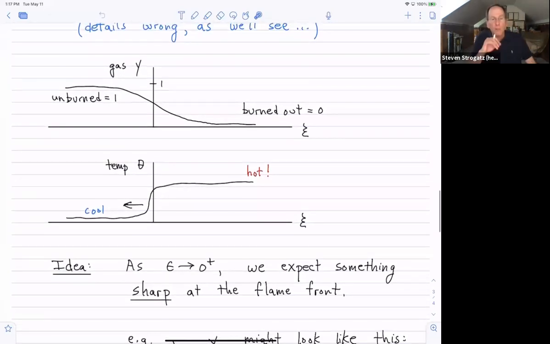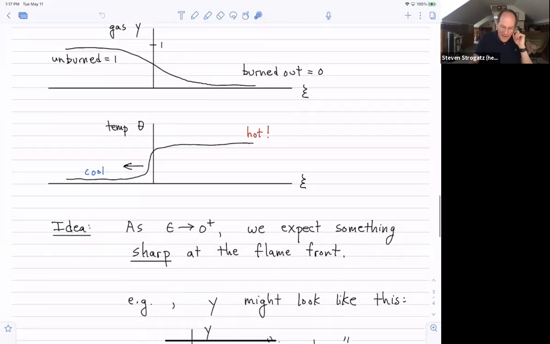I should just say, so what's wrong about this picture? Well, we don't exactly know what's happening in this burning zone, in here. We know that something sharp might happen at the flame front as the quantity epsilon, the parameter, goes to zero. So we might expect something sharp, but what exactly?